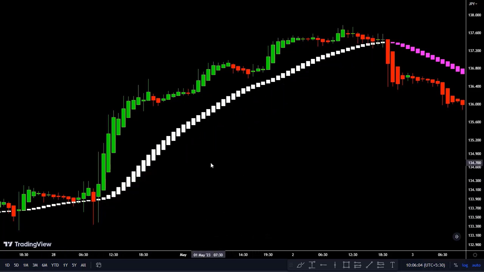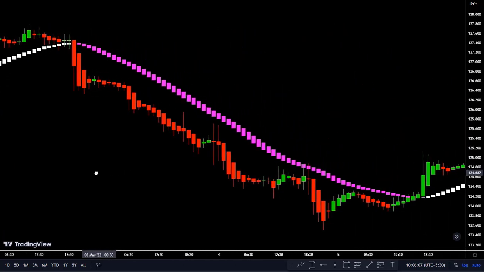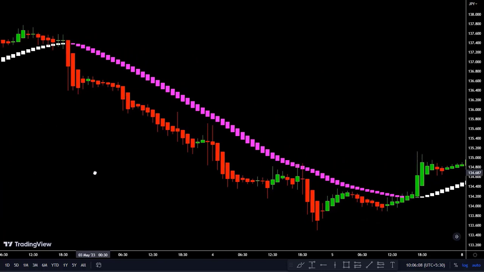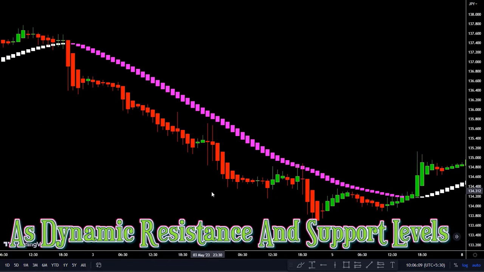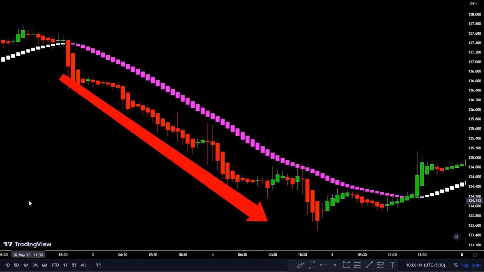In addition to trend reversal trading, the indicator can also be used in trend following strategies as well. It is for this reason that smoothed candlesticks can act as dynamic resistance and support levels. In this example, we can see that during the downtrend, the price frequently moved up to the smoothed Heiken Ashi candlesticks before rejecting them and continuing in the downward direction.